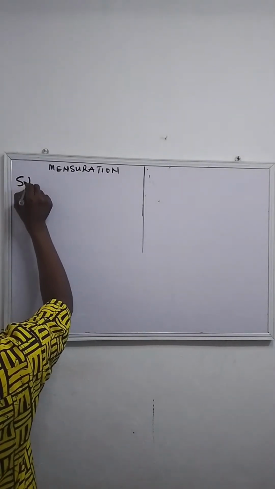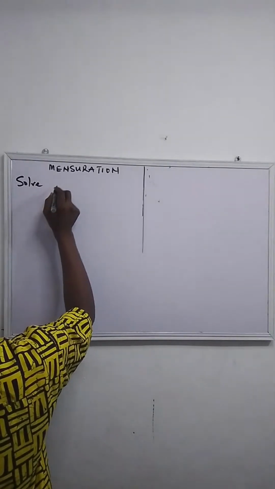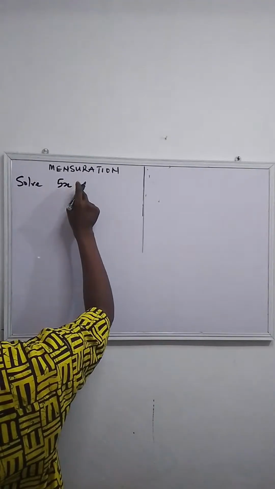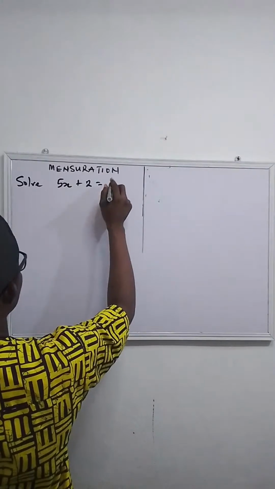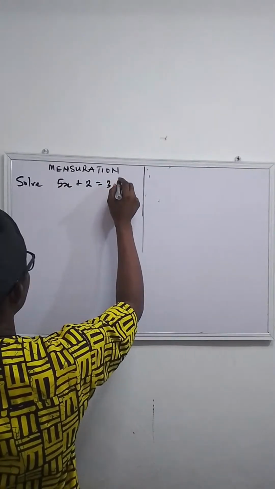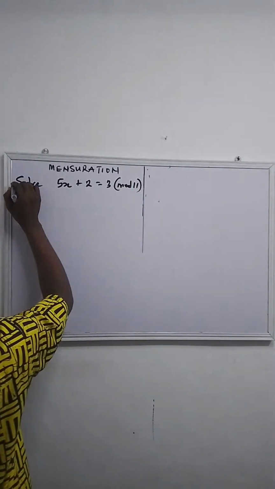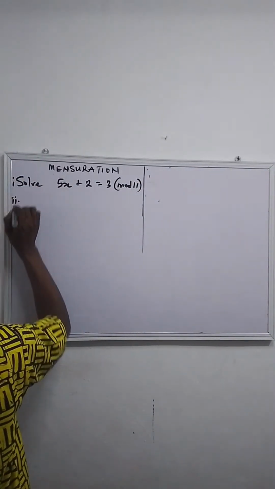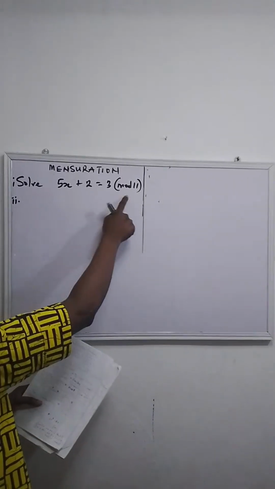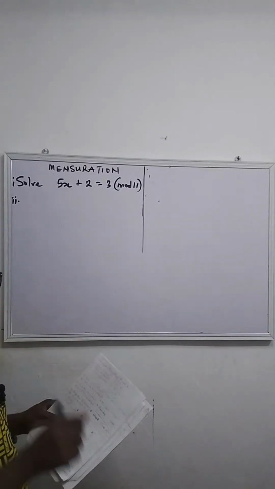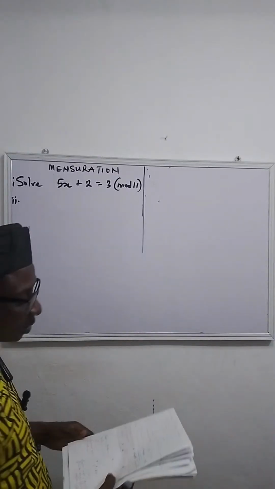So, 5x plus 2 equals 3 mod 11. This is the first one. The second one, I want you to begin to try this. Before I finish, I want you to drop your answer in the comment section. You have to solve this. So try this and let's see.